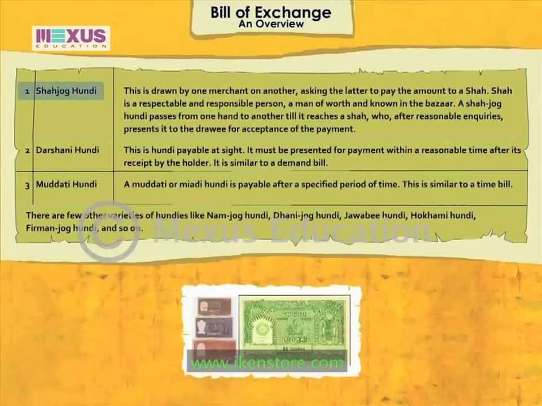1. Shahjog Hundi. 2. Darshini Hundi. 3. Muddati Hundi. There are few other varieties of hundis like Namjog Hundi, Dhani Jog Hundi, Jawabi Hundi, Hokami Hundi, Firman Jog Hundi, and so on.